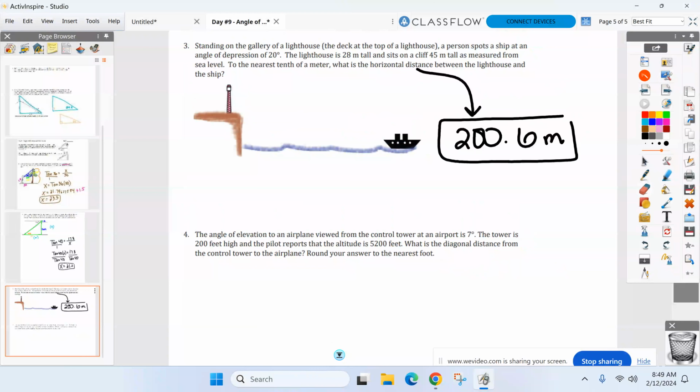So make sure you can get the answer 200.6 here for number 3. Make sure when you draw your diagram for number 3, the angle of depression is outside the triangle. And then you put it in, deciding however you want it.